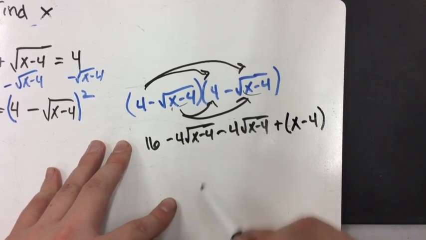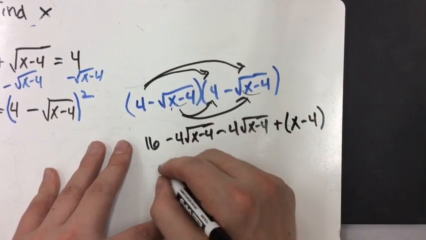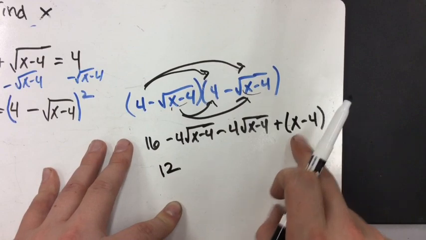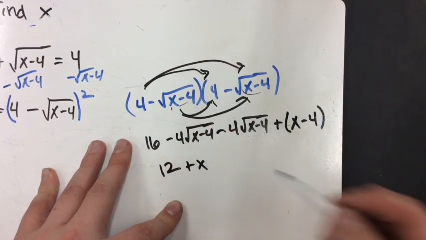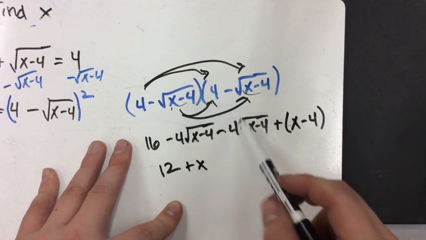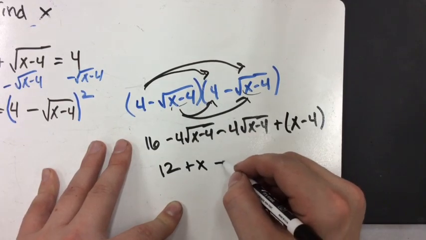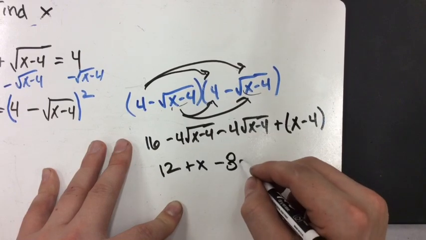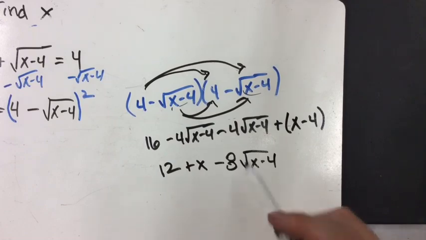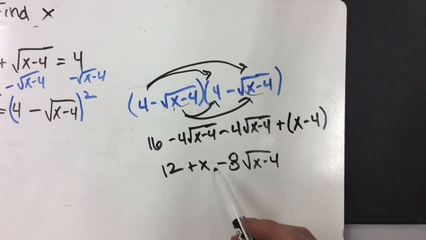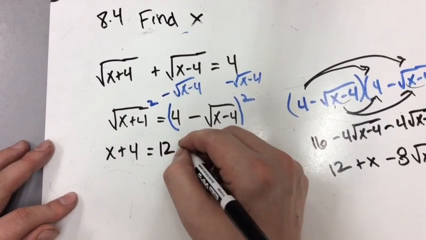From here, we can start to clean this up a little bit. This is going to be, let's see, 16 minus 4 is 12. The x has nothing to add to or subtract from, so that's just going to hang out by itself. And then we have 8 of the radical x minus 4s, so we'll say minus 8 radical x minus 4. Okay, and we're all done there on the distribution. Now let's bring it back over to the problem and see what it did for us.